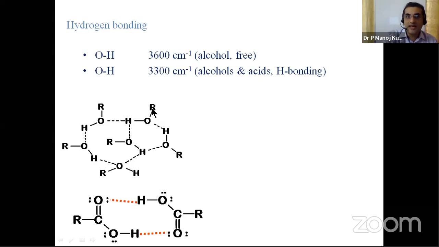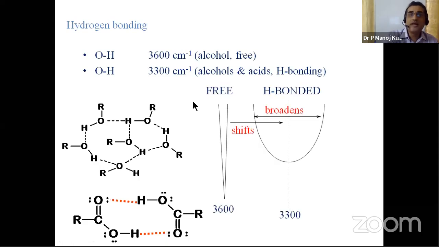So here I have taken the example of alcohol, ROH. If I'm taking this ROH, this hydrogen atom is in hydrogen bonding with another oxygen atom. So because of that, what will happen? The OH bond is going to get weakened over there. So there will be a weakening of this OH group. So you will be getting two peaks, one corresponding to the free OH group and another one corresponding to the hydrogen bonded OH group.